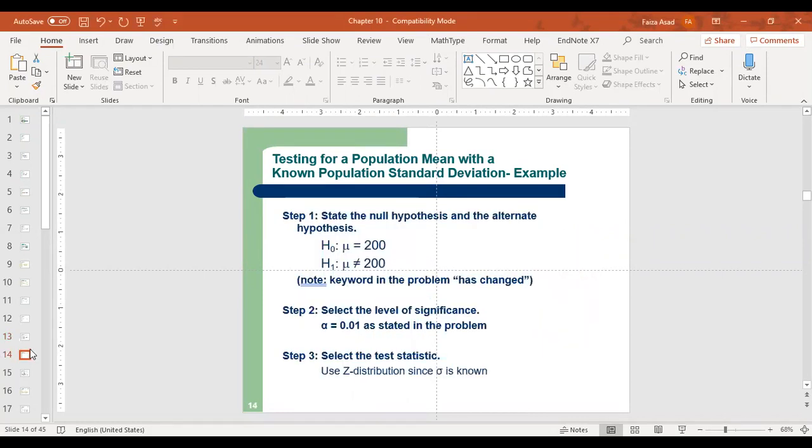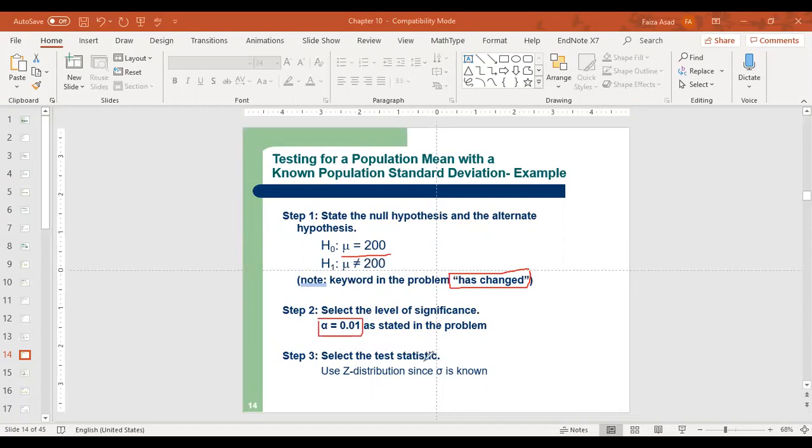Testing for a population mean with a known population standard deviation. Let's see how to state the null hypothesis and alternate hypothesis. Step 1 shows that H naught: mu is equal to 200. The mean value was given, so the mean is equal to 200. H1 is exactly opposite to this: the mean will not be equal to 200. Which keyword has been symbolized here? The keyword in the problem is changed, so we use the not-equal sign here. So there is a change or there is not a change. Step 2, select a level of significance. The level of significance is also stated in the problem, and that is alpha 1%.